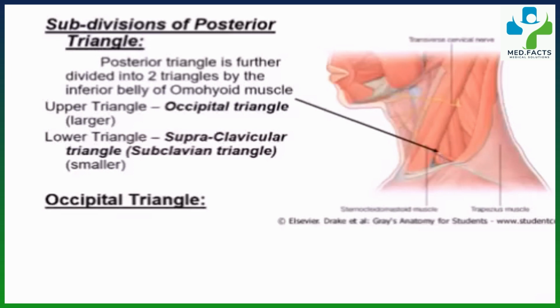Okay, first we will see the larger triangle in this posterior triangle. This is the occipital triangle. So now we should know the boundaries of this occipital triangle. They are similar to that of the posterior triangle, except for a few changes.